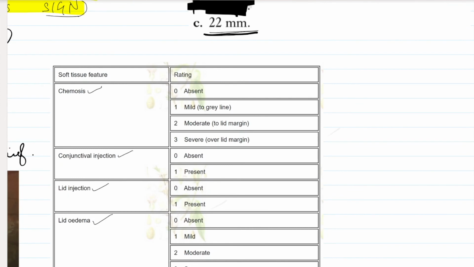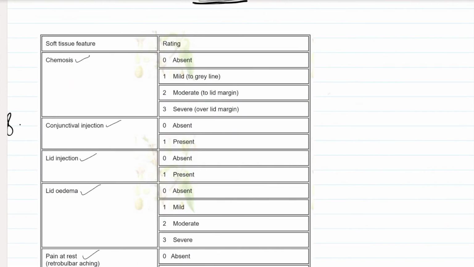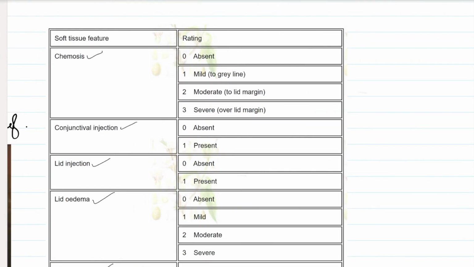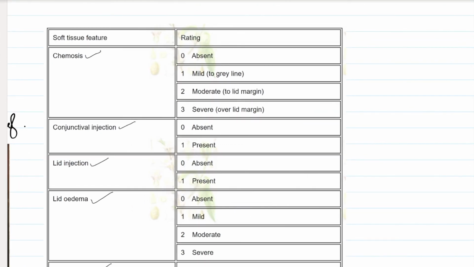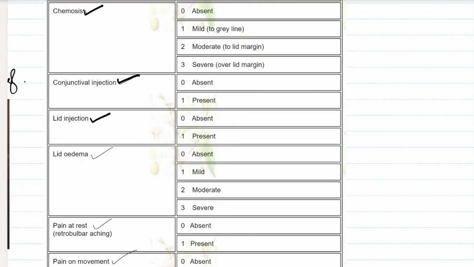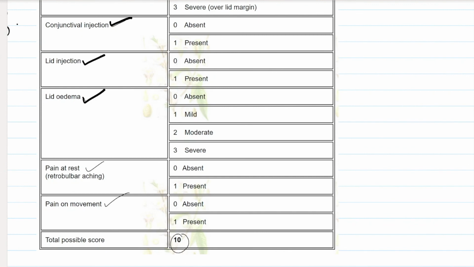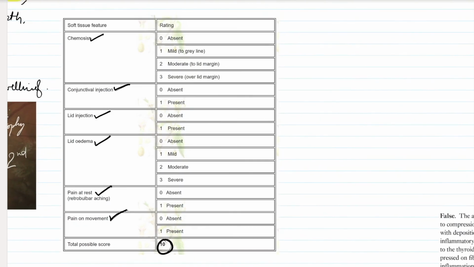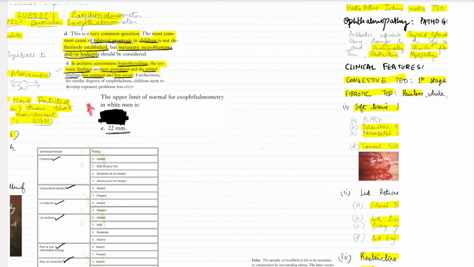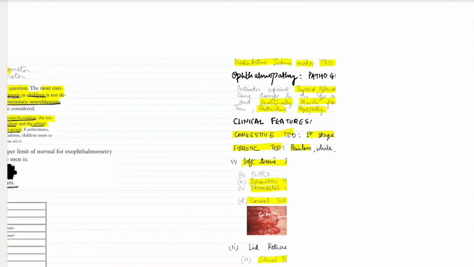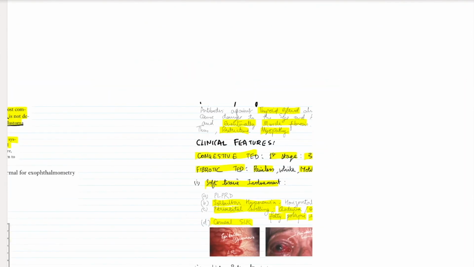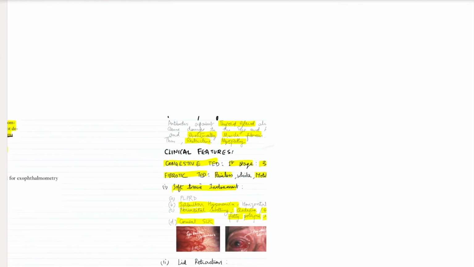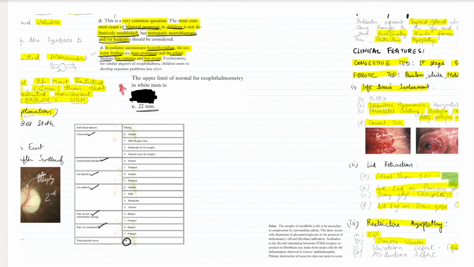These are some of the soft tissue features that are associated with orbital pathology, and then the accompanying severity grade. Some features such as chemosis, conjunctival injection, lid edema, pain at rest, pain on movement. These are all graded with a possible score of 10. So this is not really done on every patient, but knowing how they are generally assessed is a handy tool.